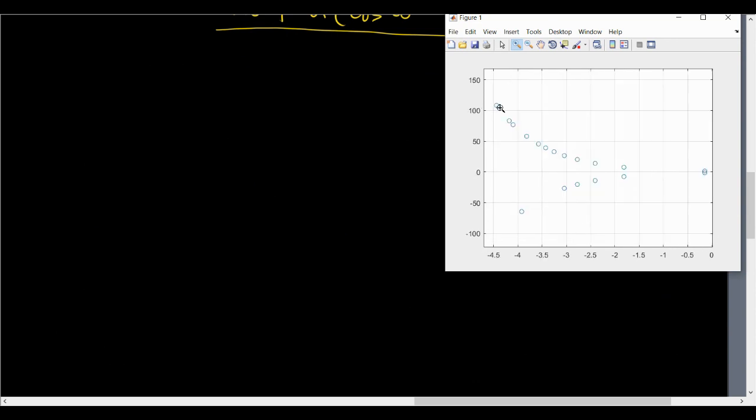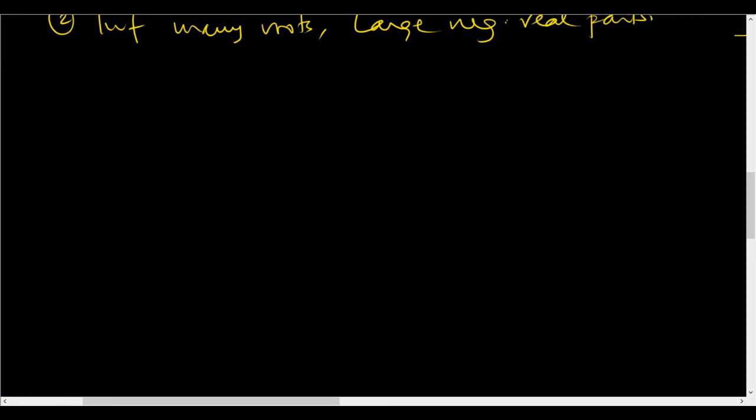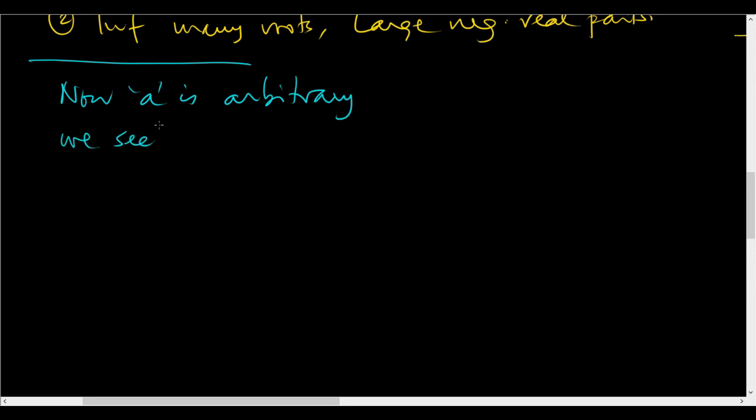It is 100. This root is quite large. It is 20, and this real part is smaller, but we'll sort of figure that out. We'll see how that goes. So let's move here to the left side and let's think of large roots. Now a is arbitrary. We seek large roots.